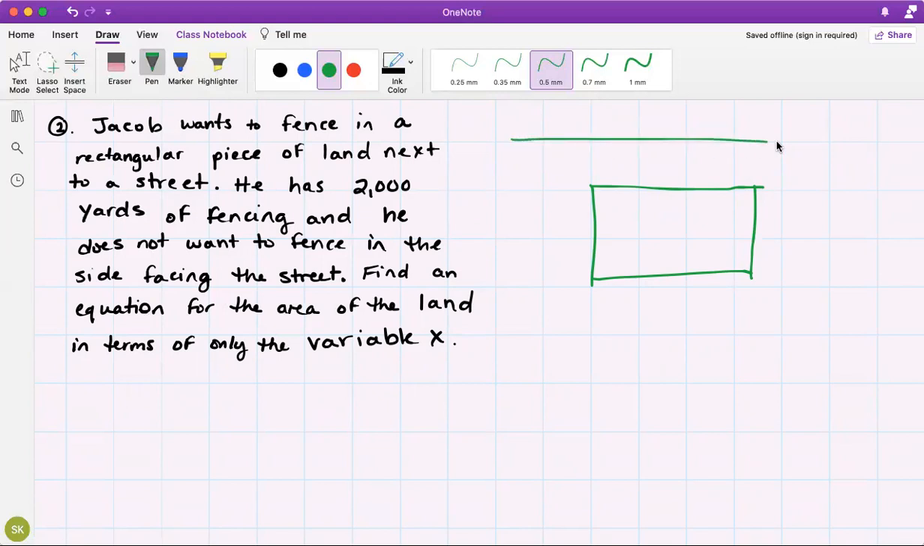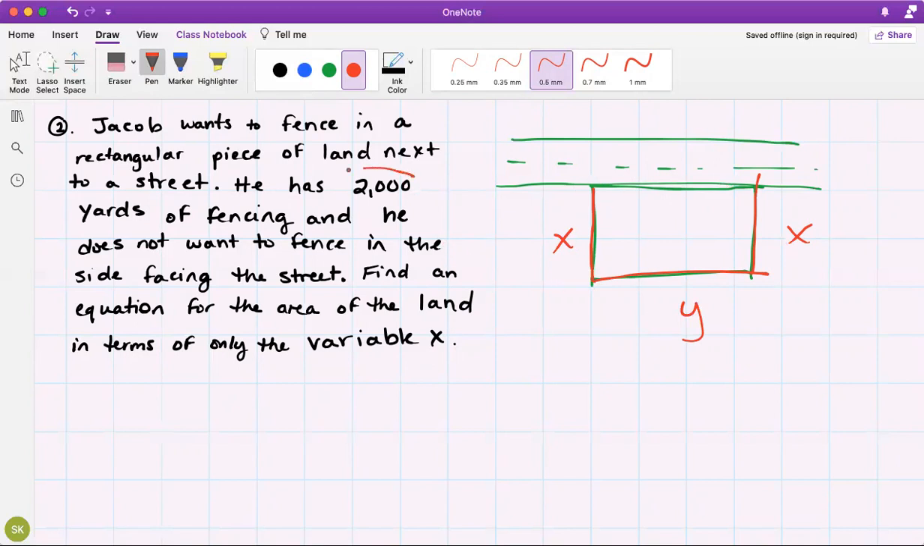So let's say here's the street here. So he's going to fence in this piece, and this piece, but not here. And he has 2,000 yards of fencing. Find an equation for the area of the land in terms of only the variable x. Again, we want to come up with an equation that has two variables and then get rid of one. So since this is a rectangular piece of land, we're going to say x and y, just like we did before. And in fact, this is also x, and this side here is y, but I'm not going to write it. And the reason for that is I don't need it when I figure out the perimeter.